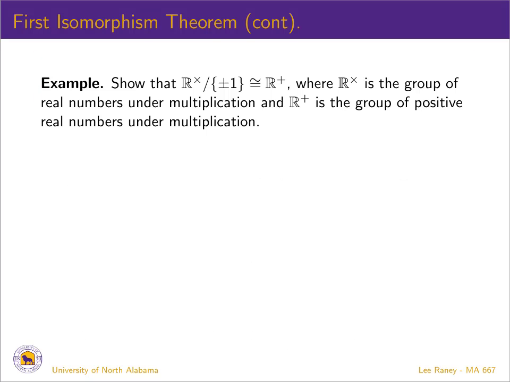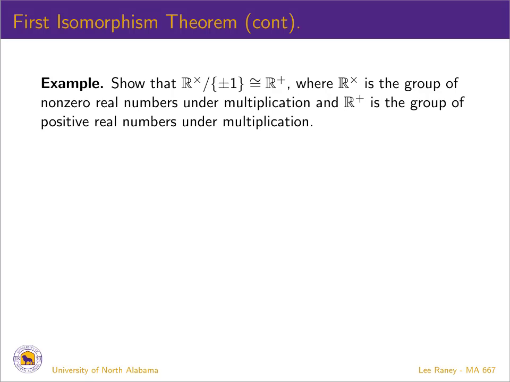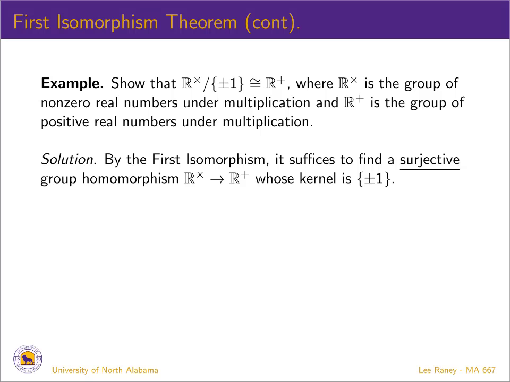All right, and so let's take a look at an example of how this can be used. Let's show that R cross over the group generated by -1 is isomorphic to R plus, where R cross is the group of non-zero real numbers under multiplication, and R plus is the group of positive real numbers under multiplication.